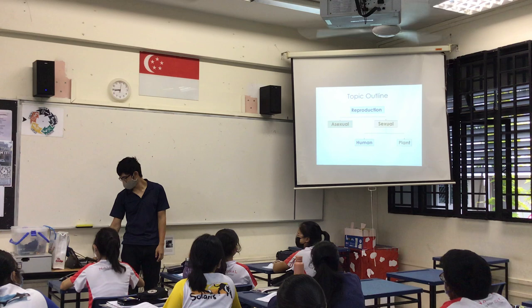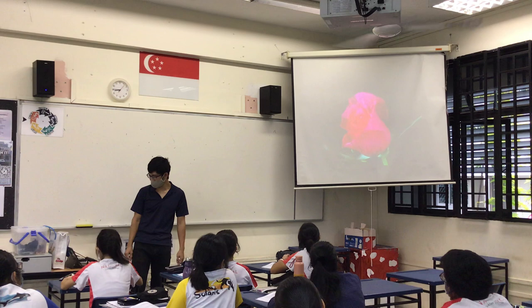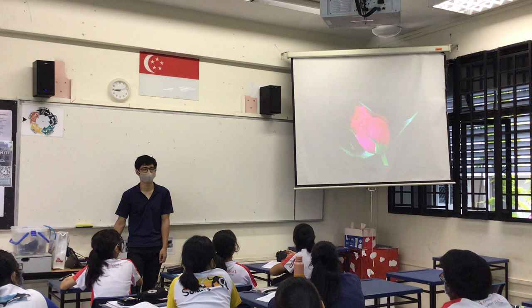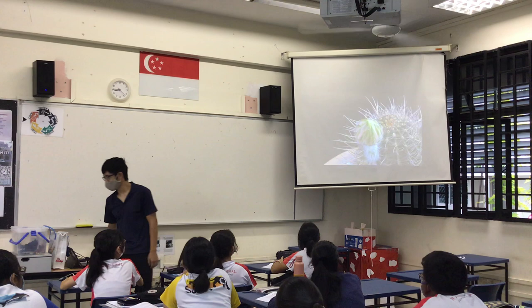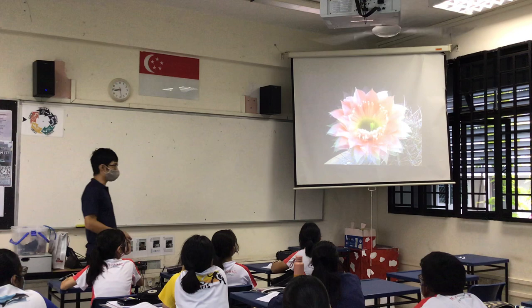Right, flowers. This is a flower in blue. This is a rose. This is a lily. You know cactus also can bloom? That is a cactus flower.